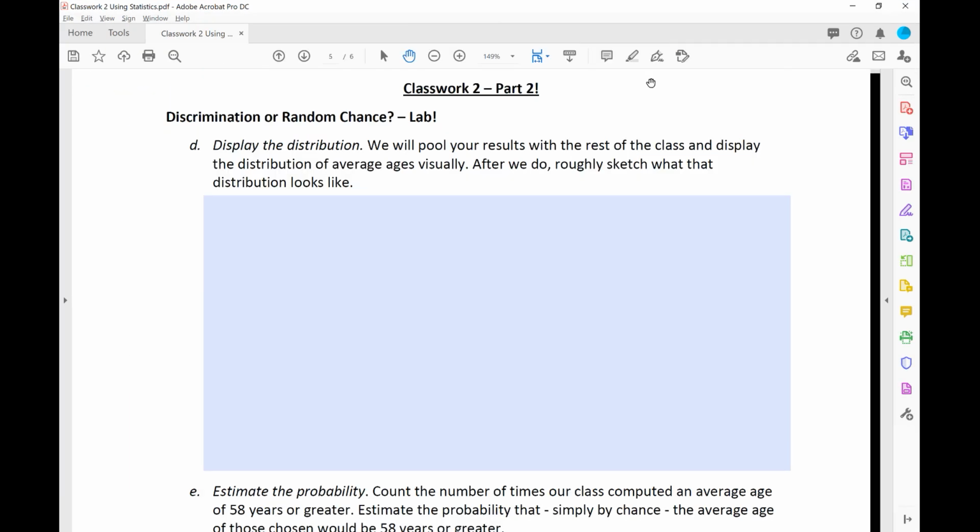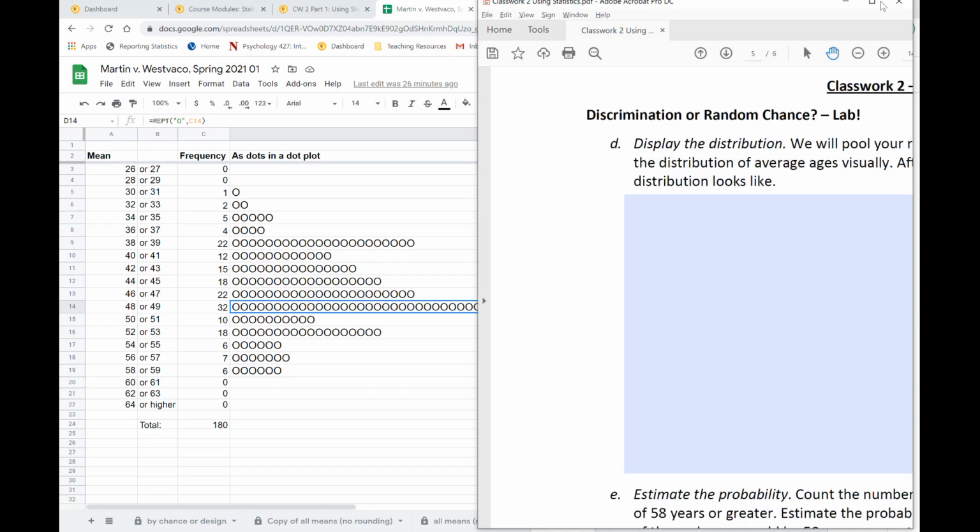So back to number 6D. Display the distribution. We will pool your results with the rest of the class and display the distribution of average ages visually, as we just saw. And then after we take a look at it and really think about it, I'm going to have you roughly sketch what that distribution looks like. Okay.